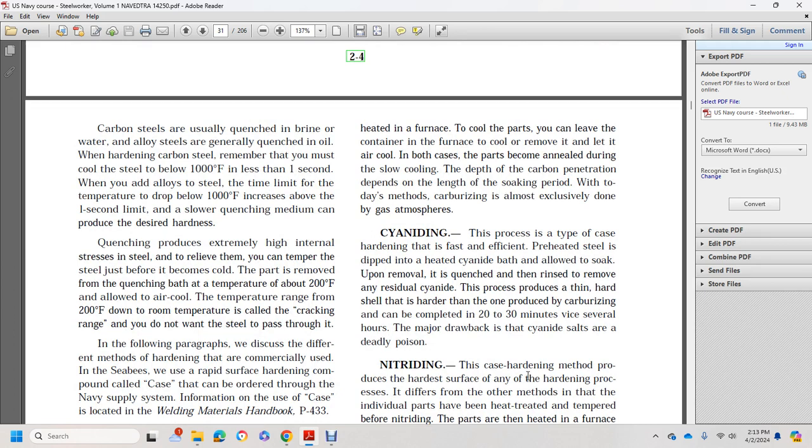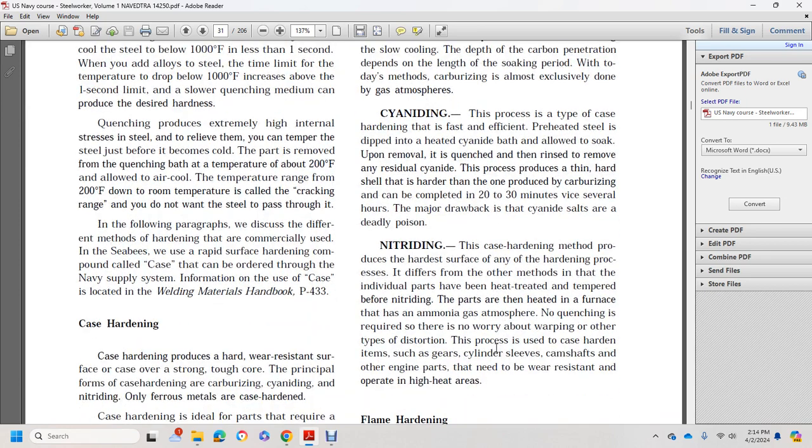The depth of the carbon penetration depends on the length of the soaking period. Carbonizing is now mostly done with a gas atmosphere. Cyaniding is a type of case hardening that is fast and efficient. Preheated steel is dipped in a heated cyanide bath, allowed to soak, then quenched and rinsed to remove any residual cyanide. The process produces a thin hardened shell that is harder than one produced by carbonizing. It can be completed in 20 to 30 minutes, versus several hours. The major drawback is that cyanide salts are highly poisonous.